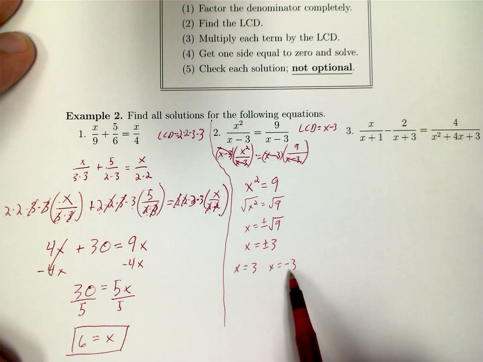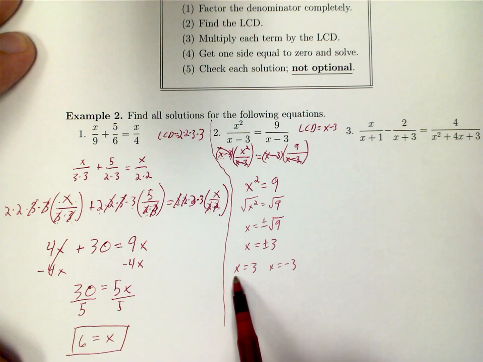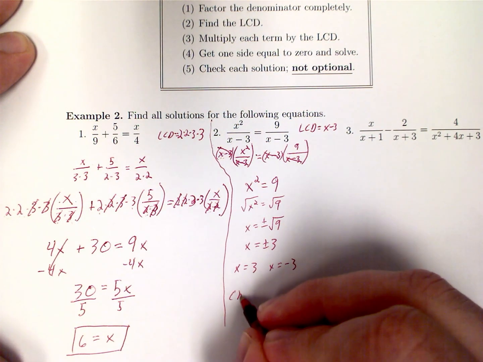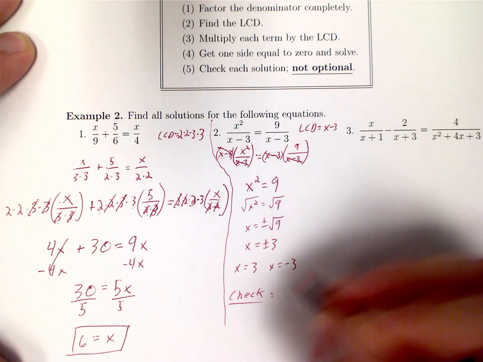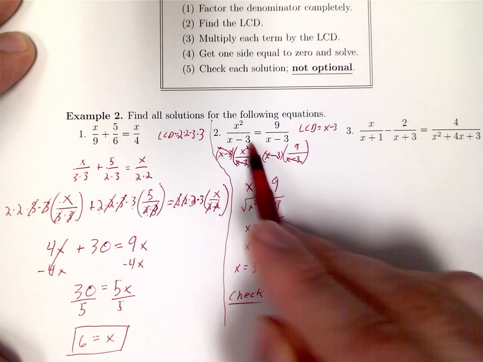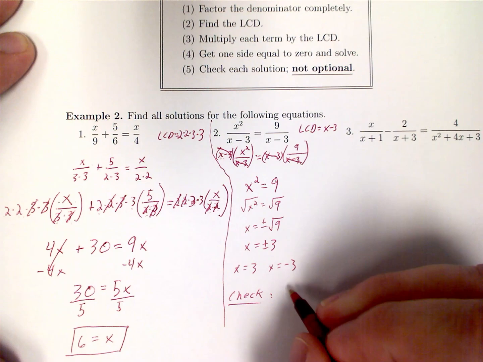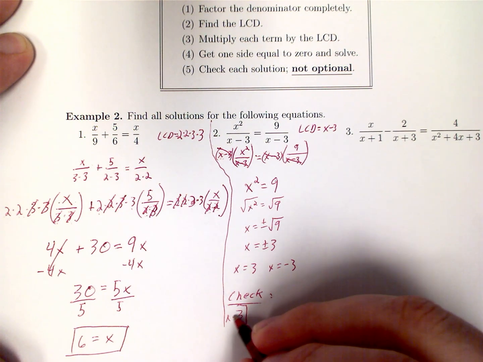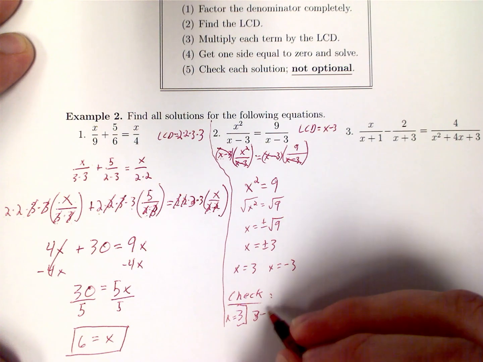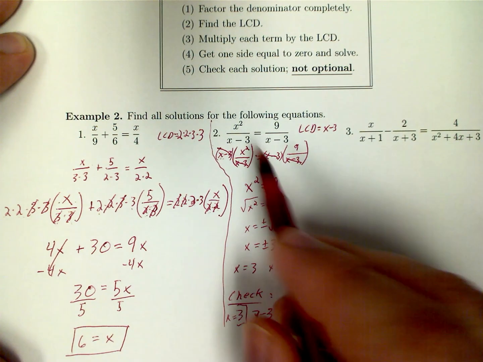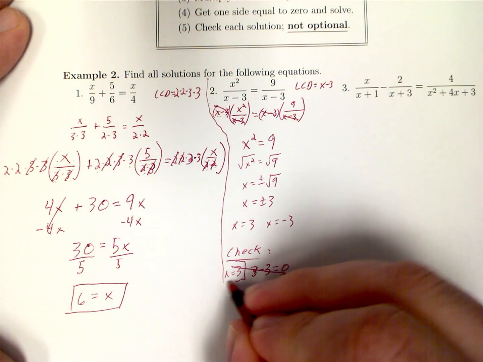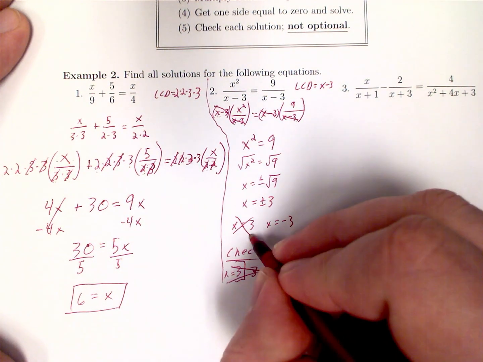And this is where it becomes important. Now here we have two solutions, but the denominators are x minus 3. So again, we really only need to check them in the denominators. So check. If I plug in 3 into x minus 3, so we have 3 minus 3, that's 0. Can we divide by 0? We cannot. So x equals 3 is not a solution.